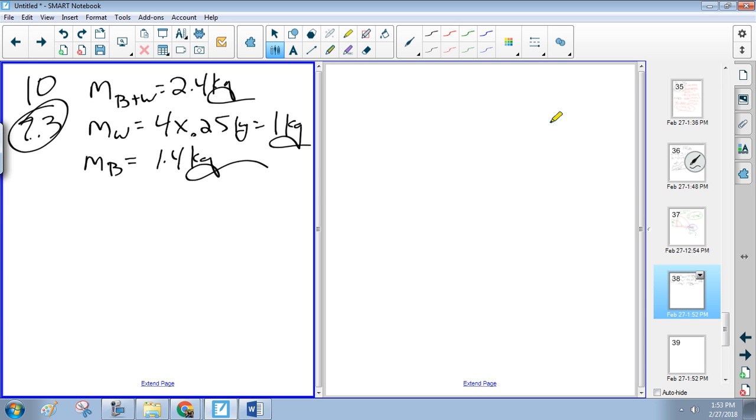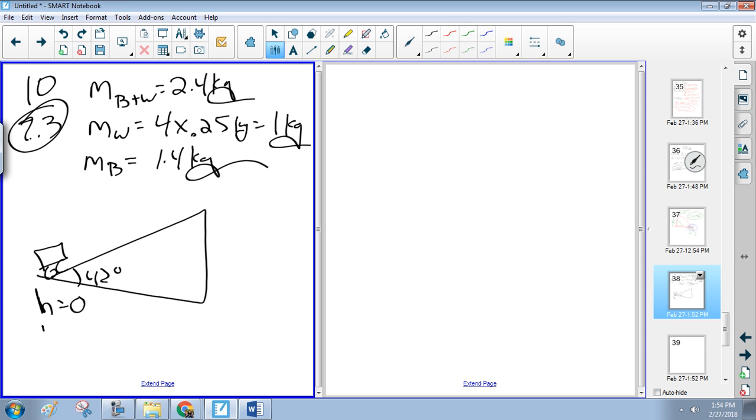All right? So here's what we know. The cart is rolling at 5.2 meters a second when it encounters a hill inclined at 42 degrees. Wow, I can't draw triangles today. 42 degrees. All right, so when the cart gets to here, the height is 0, but the velocity is 5.2 meters a second.